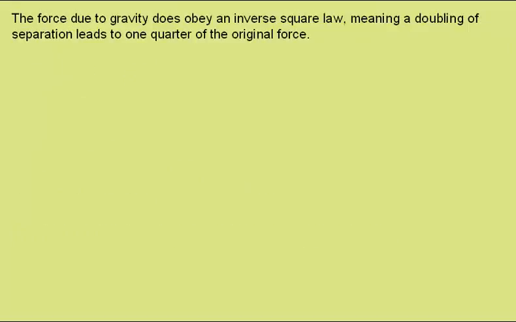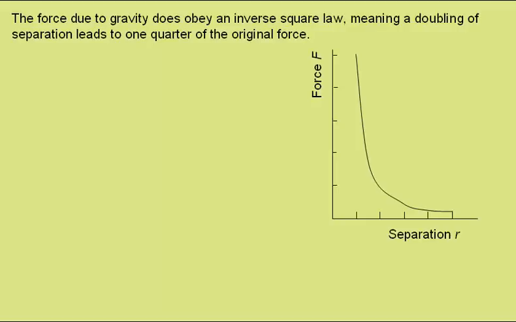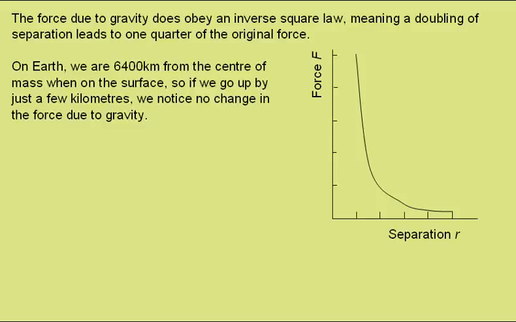The force due to gravity does obey an inverse square law, meaning a doubling of the separation between two bodies will lead to 1/4 of the original force, giving a graph something like this, with force falling off rapidly as separation increases. On Earth, we're already 6,400 kilometers from the centre of mass of the Earth when on the surface. So if we go up by just a few kilometers, we notice no change in the force due to gravity.